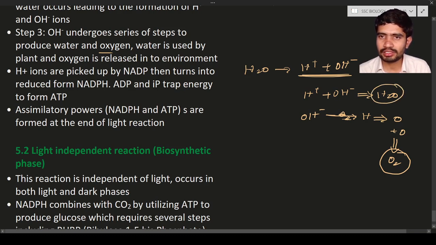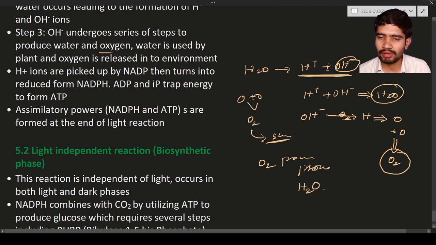Next is the OH minus ions. Here is the OH minus ions. In this OH minus ions, oxygen is going to get separated, and this oxygen will combine with another oxygen to form O2, and this O2 will come out of the stomata. Okay, so this is how oxygen is released. Remember now, oxygen is produced during photosynthesis with the help of breakdown of the water.